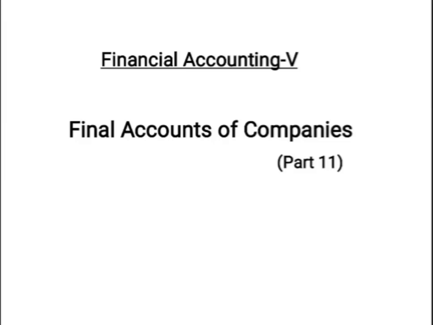Dear students, welcome to the 11th session on the chapter Final Accounts of Companies. Here in this session, I have taken up a question which had appeared for 24 marks, wherein we are going to prepare both profit and loss account and balance sheet along with the relevant notes. Let me read the question now.